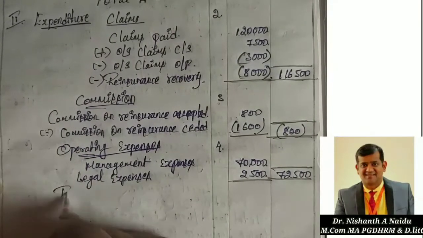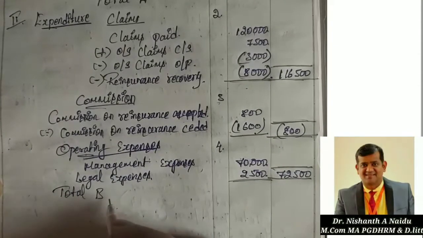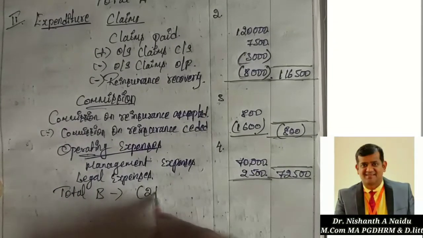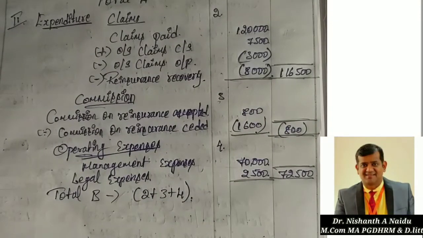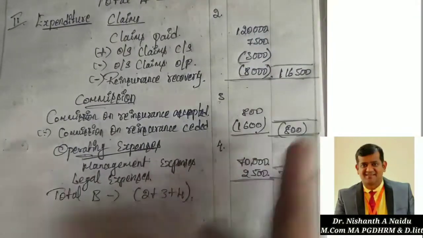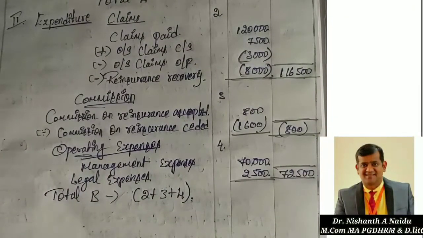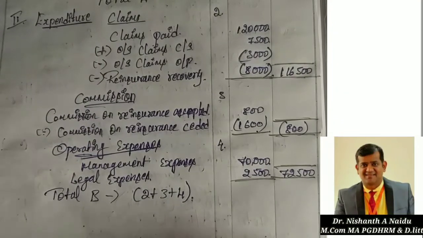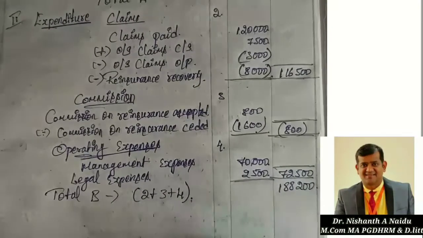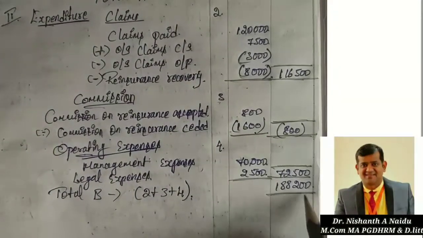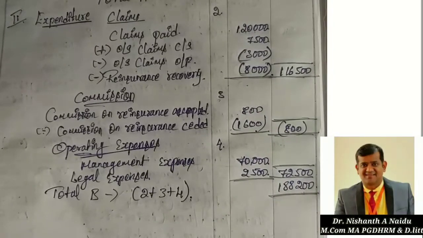So next is total B. Total B is going to be 2 plus 3 plus 4. Check out how much: 1,16,500 plus minus 800 plus 72,500. That comes to 1,88,200. So this is going to be total expenditure.